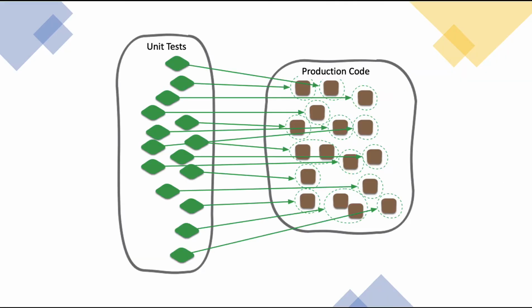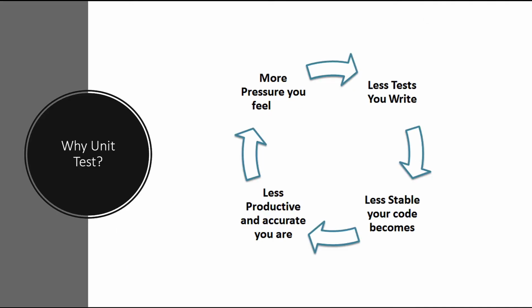So just to recap, a unit test verifies that a known and fixed input produces a known and fixed output. This is the method by which individual units of source code are tested to determine if they are fit for use. Unit tests are typically written and run by developers to ensure that the code meets its design and behaves as intended.